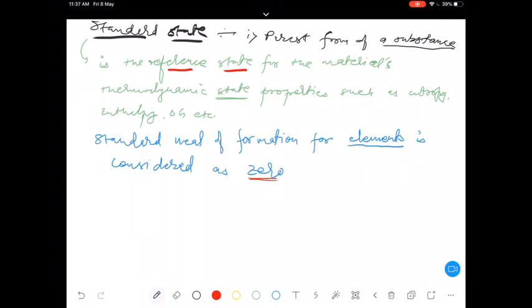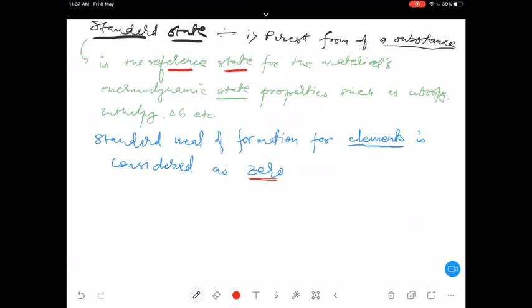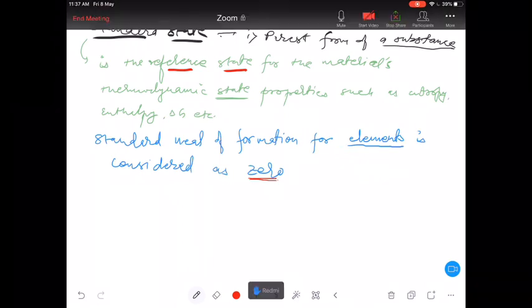Now I'll write various examples for which this standard heat of formation will be considered as 0, as well as I'll try to write the standard state for various different species. That's what we are going to do.